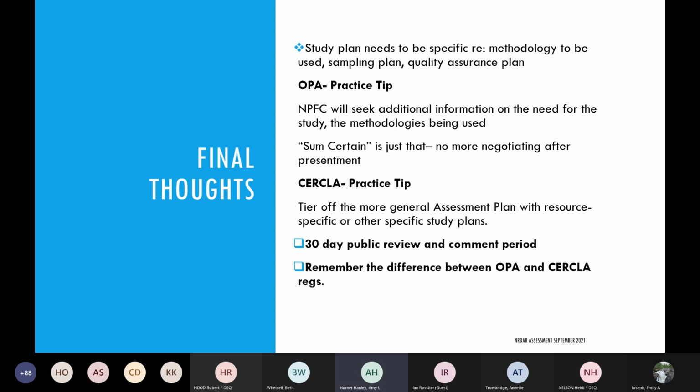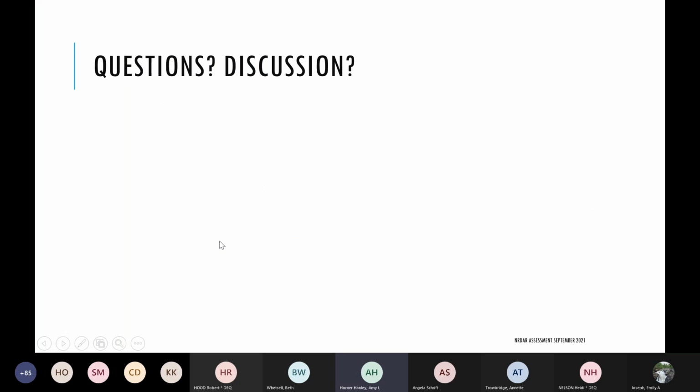The assessment plans need to go out for a 30-day public review and comment period. That's true for MPFC, that is true for CERCLA. And just remember the difference between OPA and CERCLA regs when it comes to the assessment plan. It is one of the more significant differences between the two regulations. In practice, it's not that different, but it is a distinction that the NRDA case team should be aware of. And that's it.